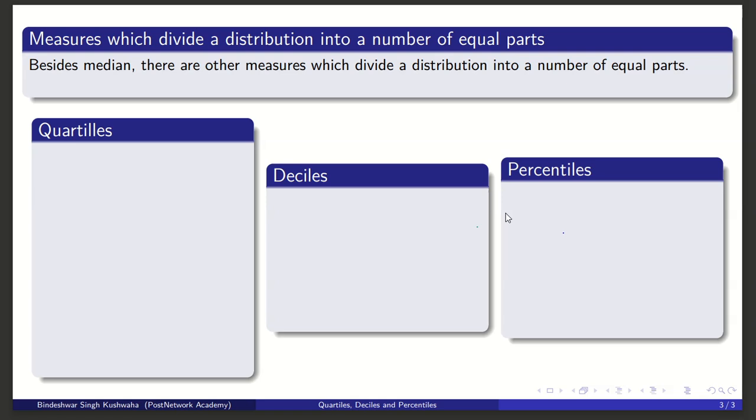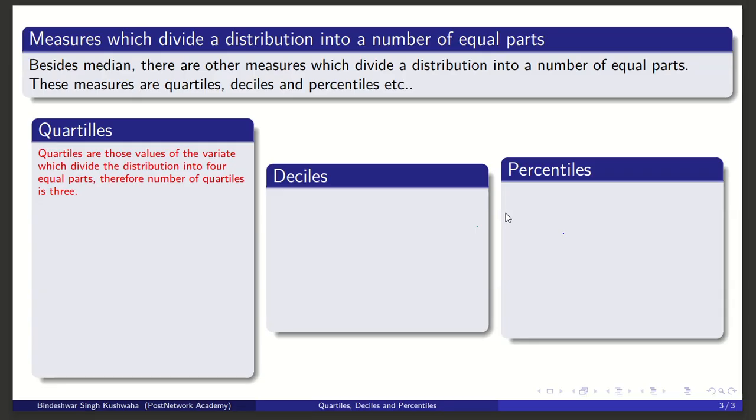Today, we are discussing quartiles, deciles, and percentiles, three important statistical measures that help divide a distribution into equal parts. So let's kick things off with quartiles. Quartiles are those values of the variate which divide the distribution into four equal parts. Therefore, the number of quartiles is 3.